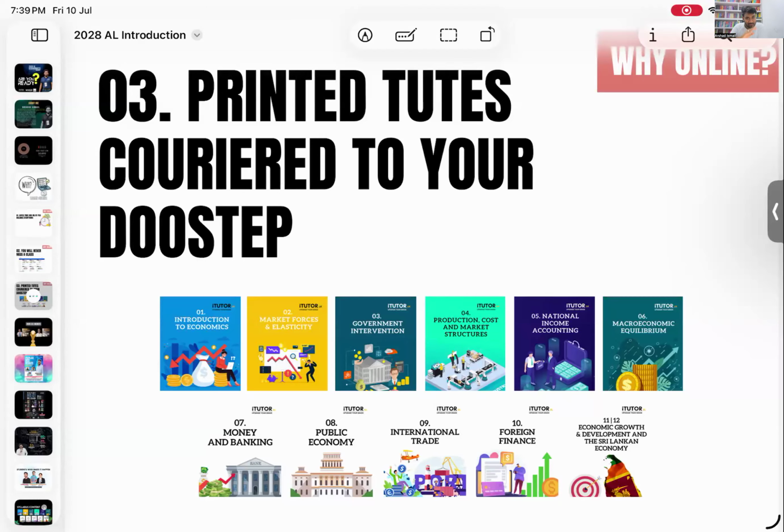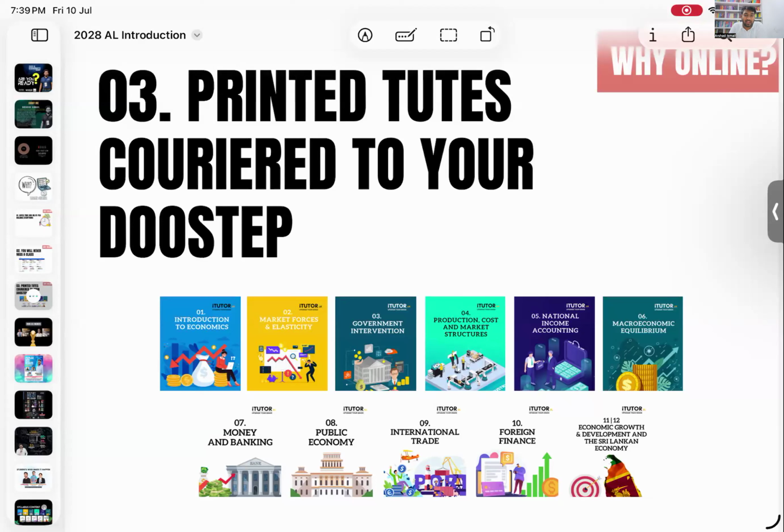Printed tunes, Lamai, will be sent to your doorstep before the unit starts. So you have the tune with you. Right? You don't have to print anything. Everything will be given. You don't even have to have a CR book. Everything you can write in the tunes itself. It will be there. So that is where, Lamai, it gets better.